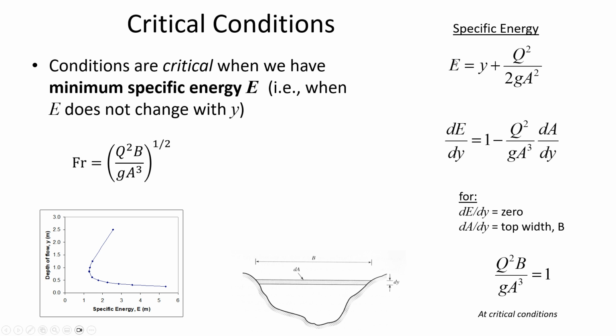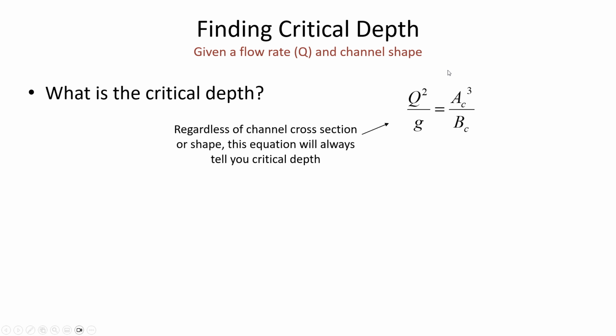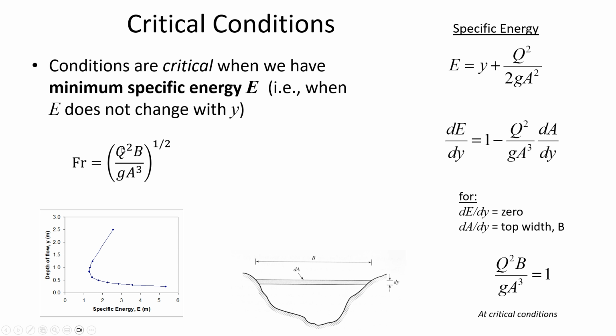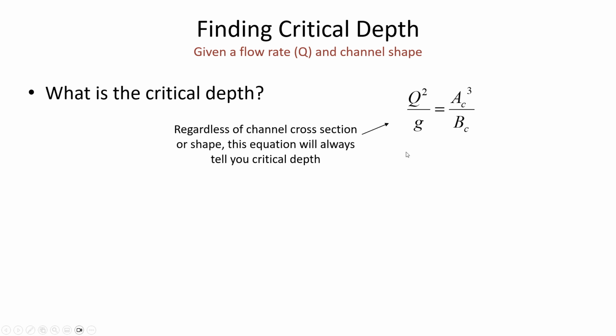So that's important to us in a lot of cases when we need to either diagnose the flow regime or we want to know something related to it. So for example, what would be the slope that gives us critical conditions for a certain channel? So here, the Froude number is equal to 1. We can rearrange that equation and it'll look like this.